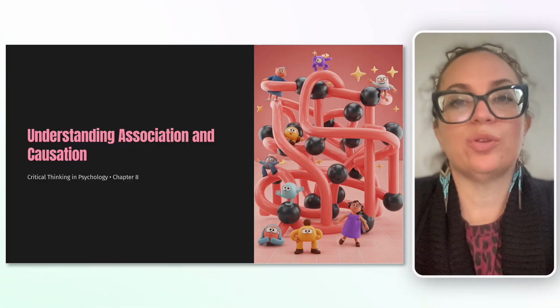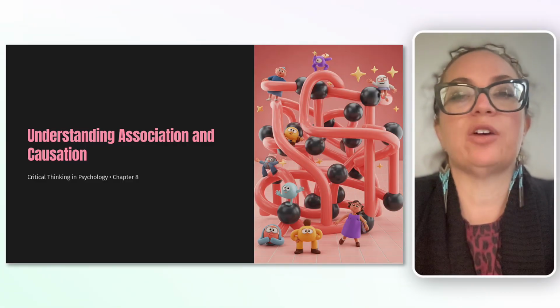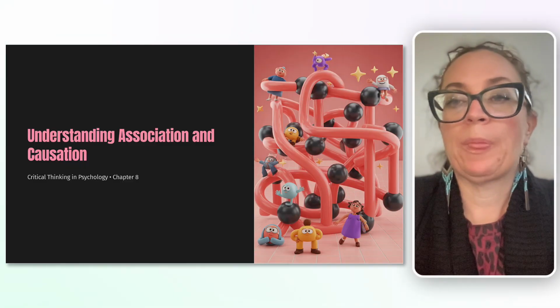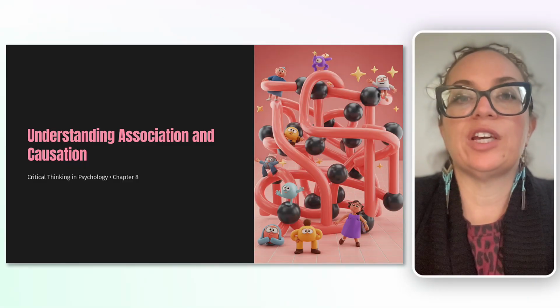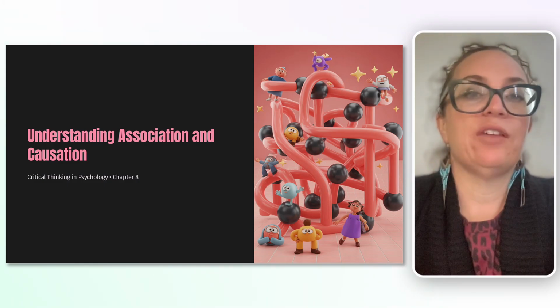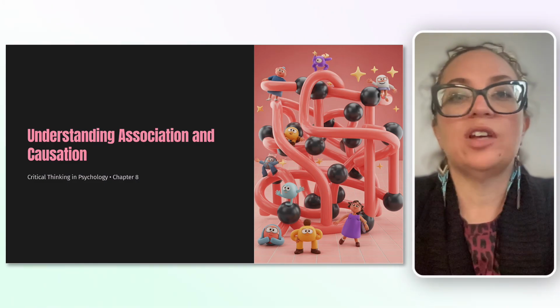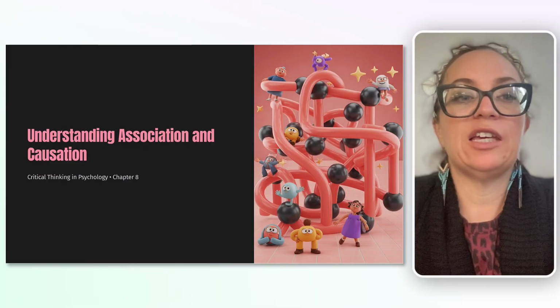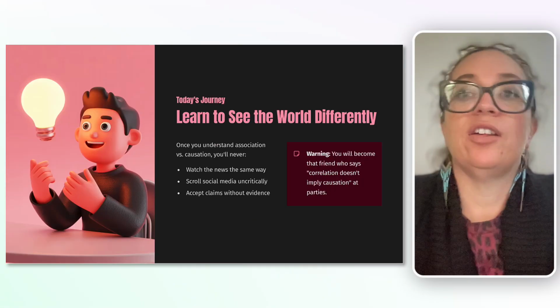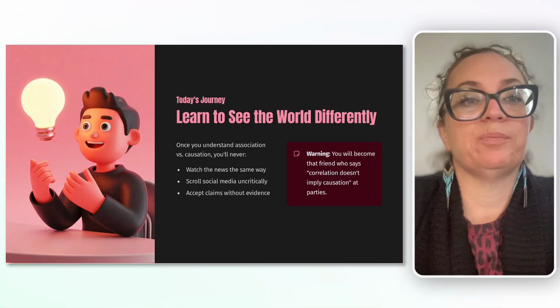So we're talking about association, about correlation, what it means, how to properly identify it, and most importantly, how to avoid being fooled by it. Because here's the reality. Every single day, people, researchers, journalists, your Uncle Bob on Facebook, advertisers, even therapists, they're all making claims about relationships between things, and they're doing it wrong most of the time.